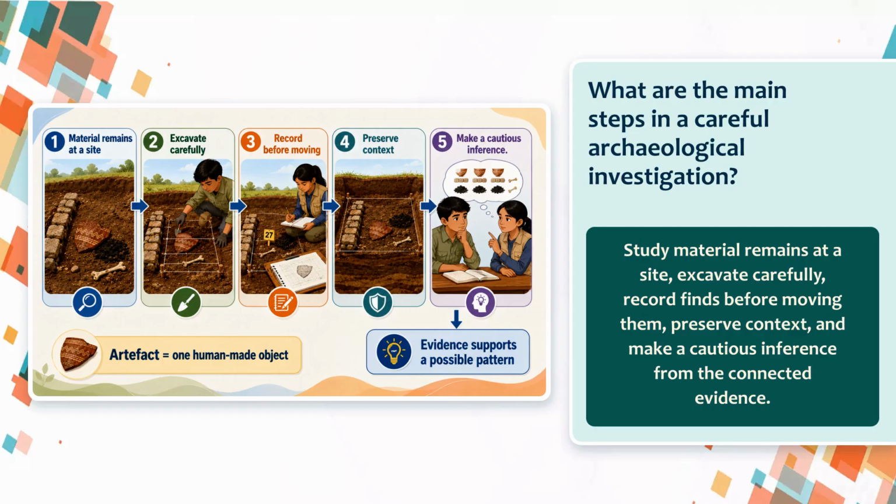Use the 5 gates from left to right. What are the main steps in a careful archaeological investigation? The pathway lets us reconstruct the whole method. Study material remains at a site, excavate carefully, record finds before moving them, preserve context, and make a cautious inference from the connected evidence. The image provides the visible clues for this answer. You are ready to use archaeological evidence, sites, artifacts, excavation, and context to make careful historical inferences.